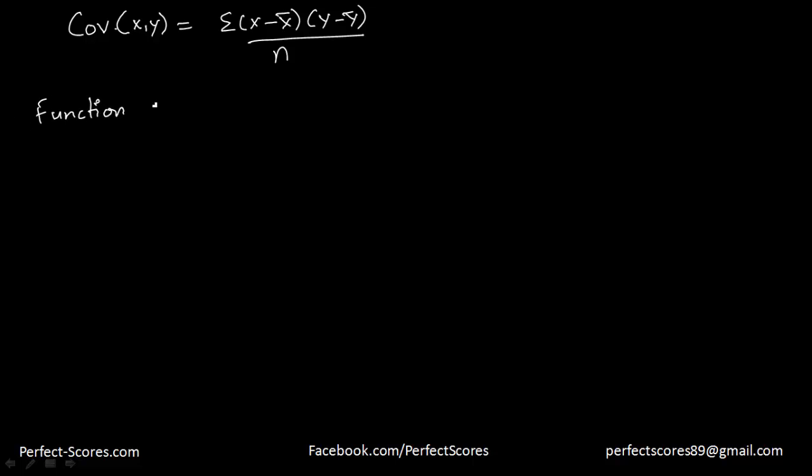So from here you're going to get the covariance of two variables x and y to be equal to the summation of x minus x bar into y minus y bar divided by the number of terms. So this is the covariance between two variables x and y. What is the function of covariance? What does it tell us? It tells us the strength of correlation between two variables, right? So that's what it tells.